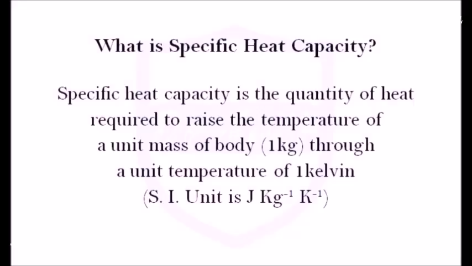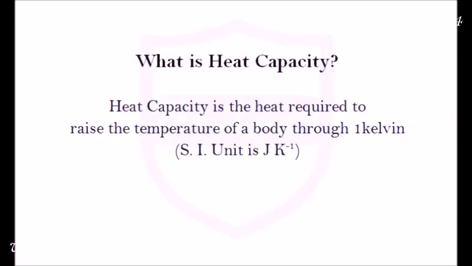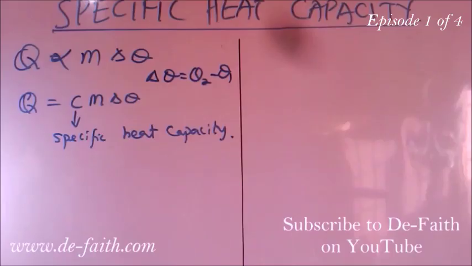Specific heat capacity is the quantity of heat that is required to raise the temperature of a unit mass of a substance such as 1 kilogram through a unit temperature of 1 Kelvin. In specific heat capacity, we are concerned about the mass of a body, which is a unit mass, 1 kilogram, and it is raising the temperature through a unit temperature of 1 Kelvin. Another term we need to take note of here is heat capacity. It is the heat required to raise the temperature of a body through 1 Kelvin. Now here there is no specificity of the mass.